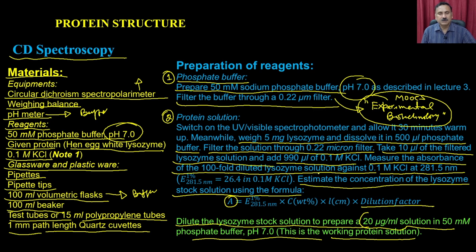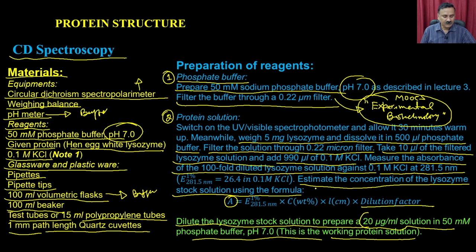So to make it more precise, you can take a small aliquot of the protein, dilute it 100 fold or 10 fold, whatever the case, and then take the absorbance. Use that absorbance to calculate the concentration, and that is going to be more accurate, because if you take too much protein, it is going to interfere in recording the CD spectra, or if it is very dilute, you will not get the signature pattern. After this, you have to follow the complete protocol.